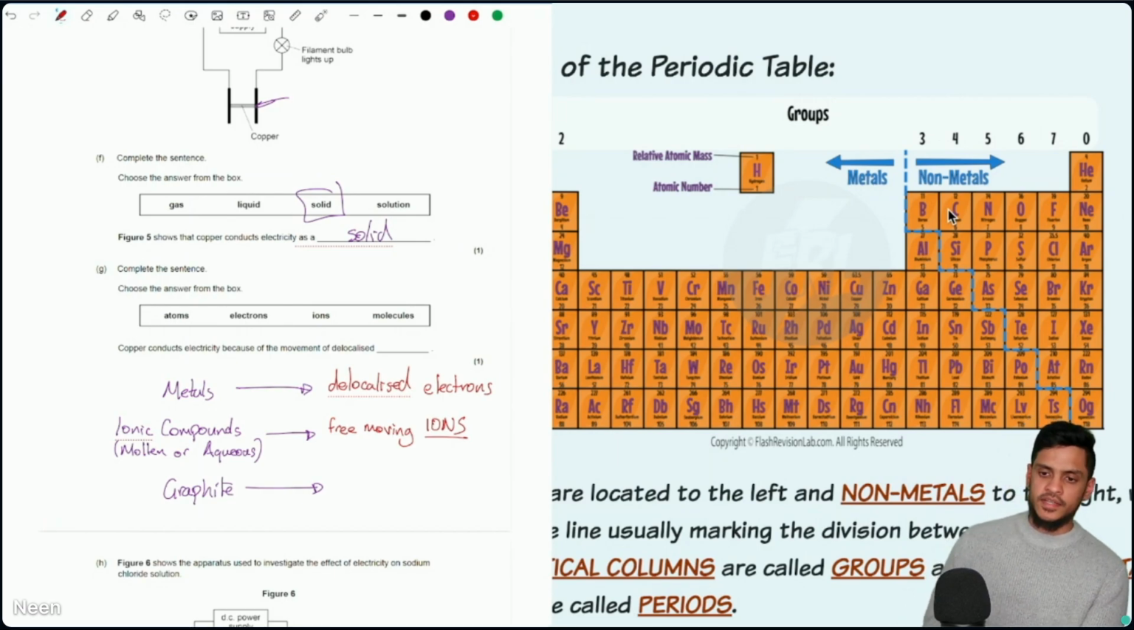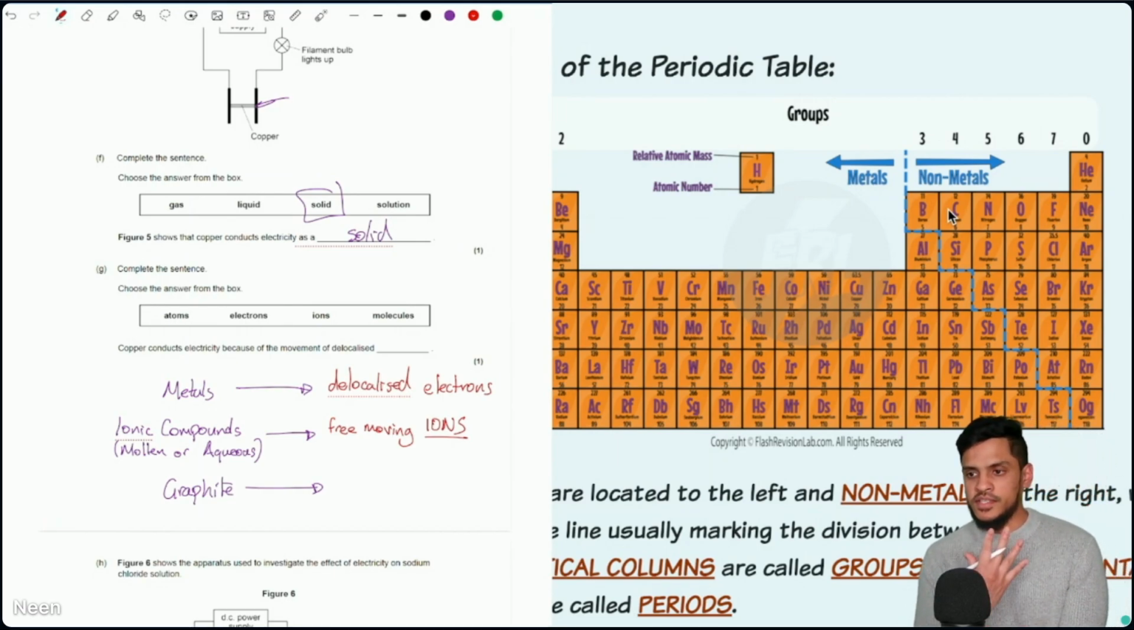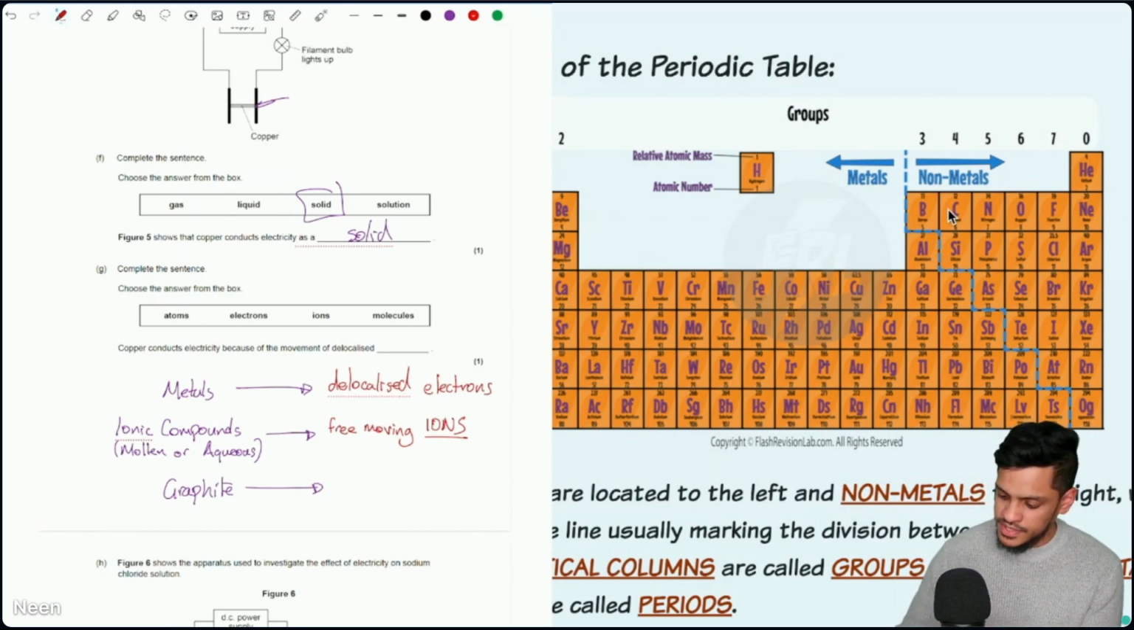For something to conduct electricity, you need a charged particle, and that charged particle needs to be free to move. So in metals, it's electrons that are free to move. But in ionic compounds, remember this, it's ions that are free to move. And they only do so when they're molten or aqueous. So when they're melted to a liquid or dissolved in solution. If they're solid, they don't conduct electricity because the ions are not free to move.